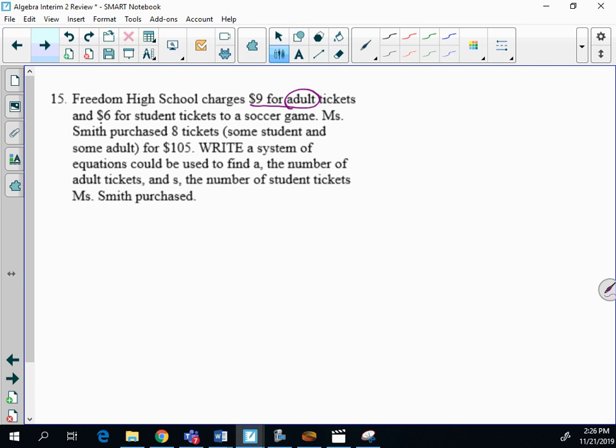$9 for adult, $6 for student. So right now, I'm going to assign A, they said, is adult, and they said S is student. So make sure we use those variables wherever we go. Okay, so A and S.